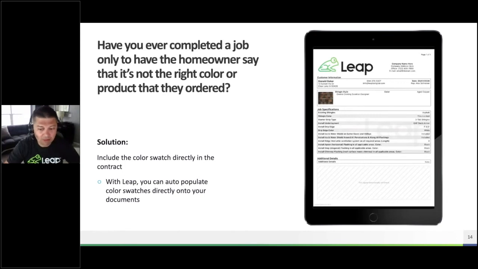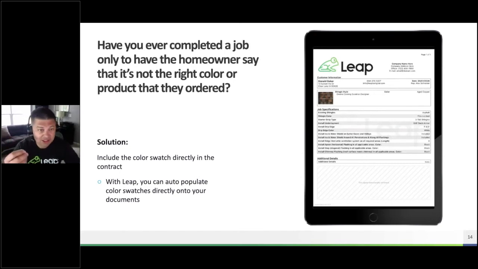If you're selling kitchens or bathrooms, say you're selling a faucet, you can have a picture of the faucet show up on the documents that you send to the homeowner. And you can make this stuff auto-populate too. If you select a bath faucet from the estimate side, you can have everything in your price guide have a little thumbnail, and based on whatever color selection and option they selected, that automatically populates onto their documents.